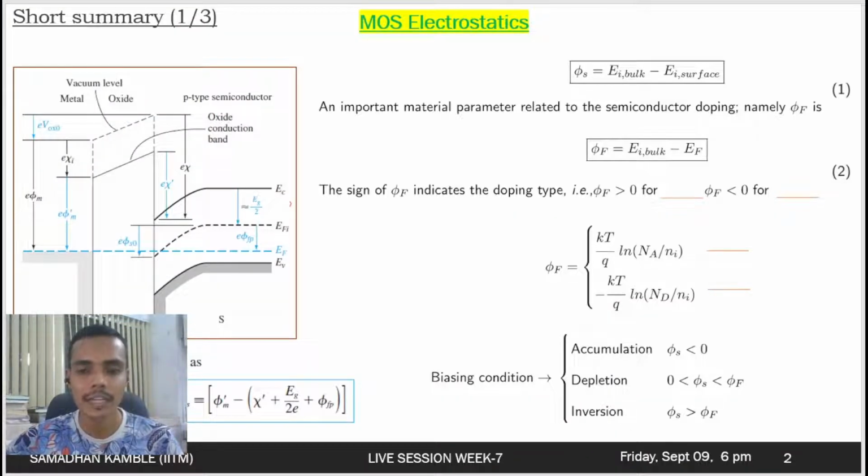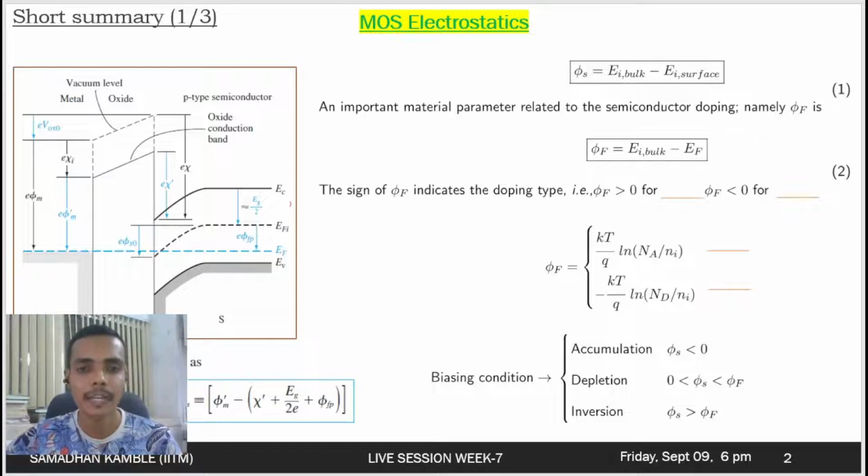Okay, so MOS electrostatics was the primary aim. As you can see in the accompanying figure, this shows the energy band diagram of the entire MOS structure, the metal oxide semiconductor structure, with zero gate voltage applied. The Fermi level is constant through the entire system at thermal equilibrium, and we may define a parameter called phi m prime, which is the modified metal work function, the potential required to inject an electron from the metal into the conduction band of the oxide.